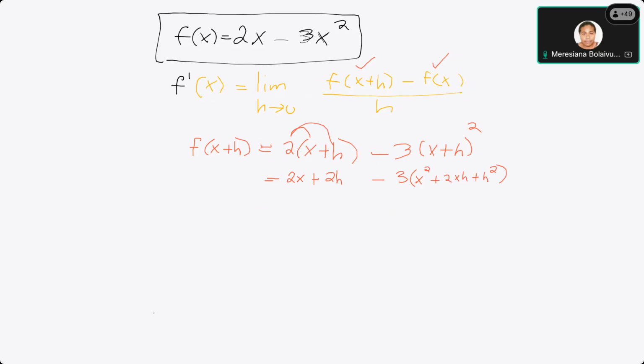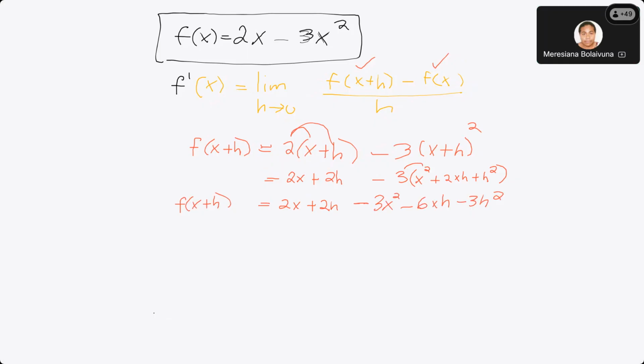Do we have any questions about this? How did we get x squared plus 2xh plus h squared? Remember, x plus h squared means x plus h times x plus h. Okay, so when we expand, we have 2x plus 2h minus 3x squared minus 6xh minus 3h squared. So again, this is our equation for f of x plus h.